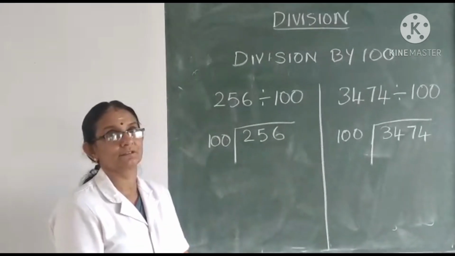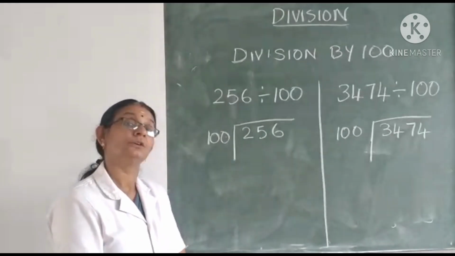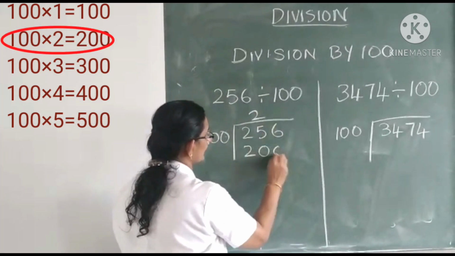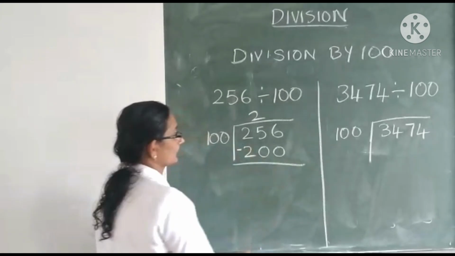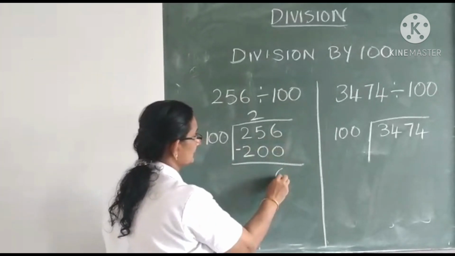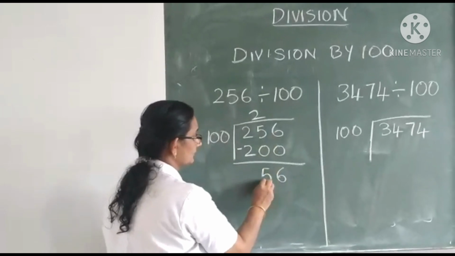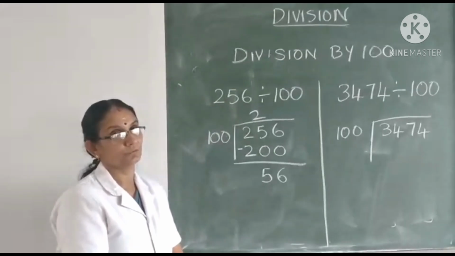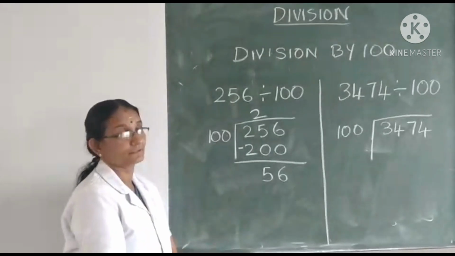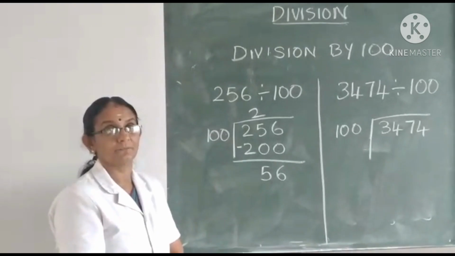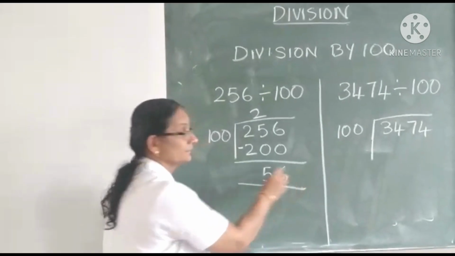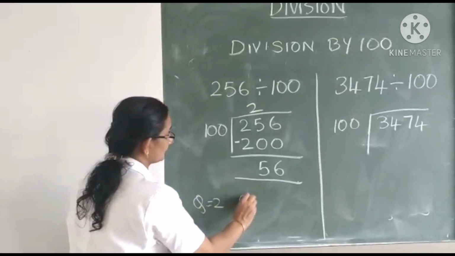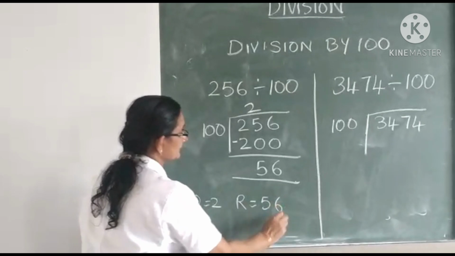Yes, 2 times, isn't it? Because 100 into 2 is equal to 200. Now subtract. 6 minus 0 is 6 and 5 minus 0 is 5. Now can you divide it further? No, because this is a 2-digit number and 100 is a 3-digit number. So what is the remainder? 56. So the quotient is equal to 2 and the remainder is equal to 56.